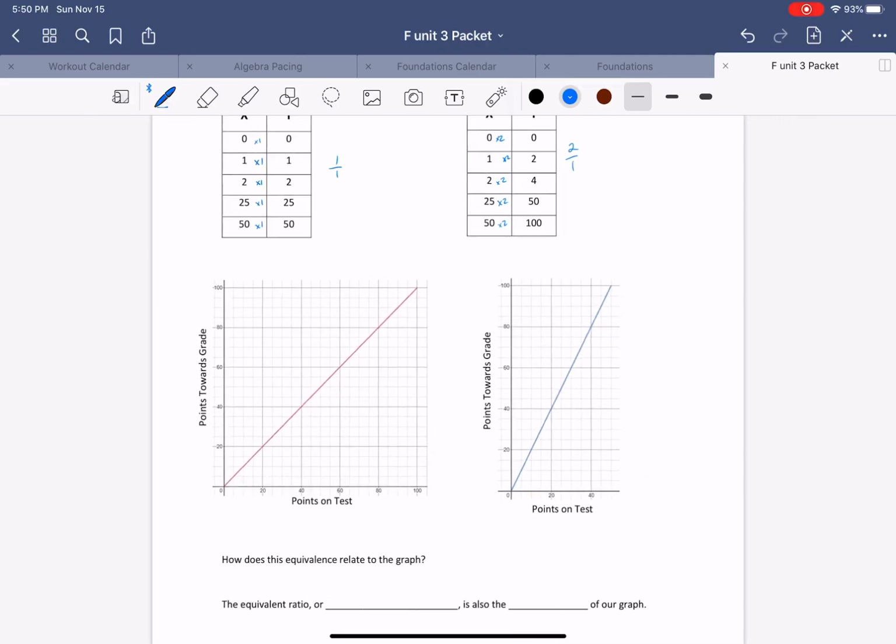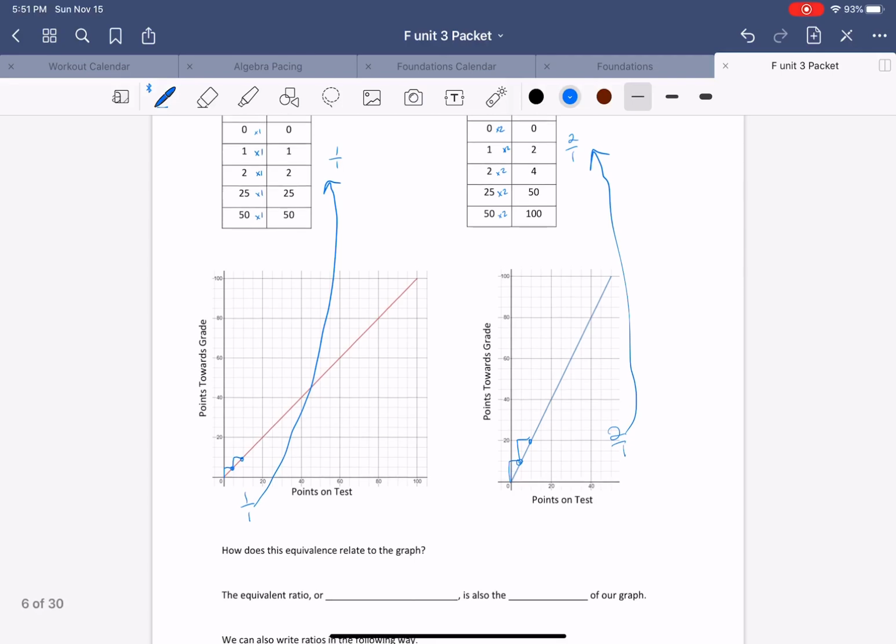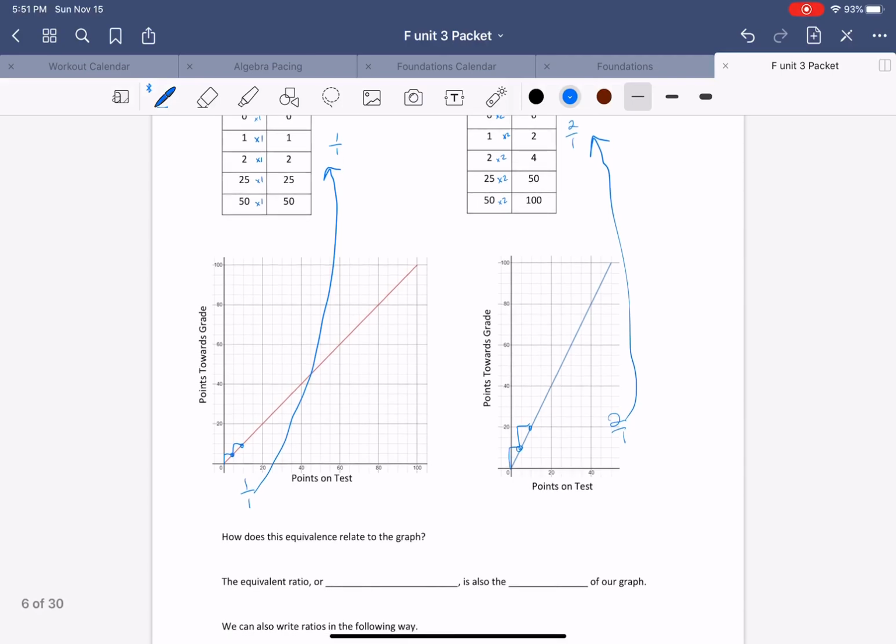If I try to look for that on the graph, take a moment and try yourself. If I look at these points, here I go up 1 over 1, up 1 over 1, 1 over 1. That's the 1 over 1 we talked about. Or over here, from point to point, it's up 2 over 1, up 2 over 1, which is the same thing as right here. So this equivalent ratio, or the unit rate, is the slope of our graph.